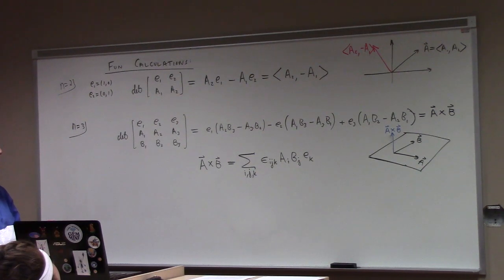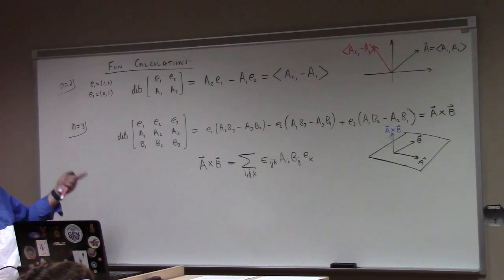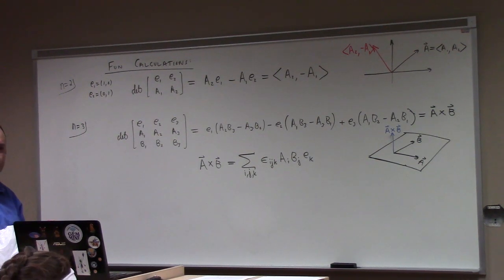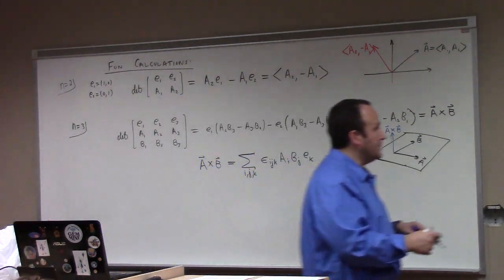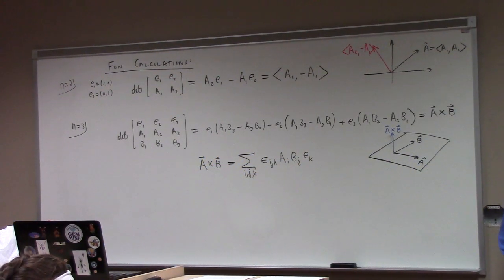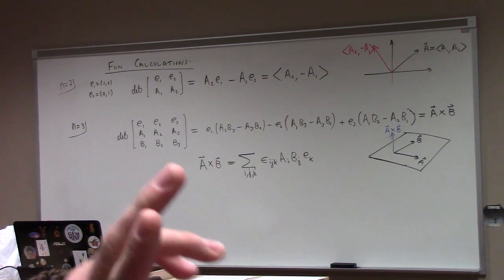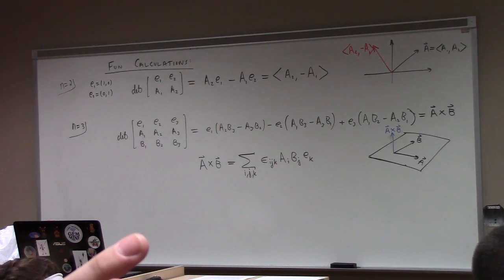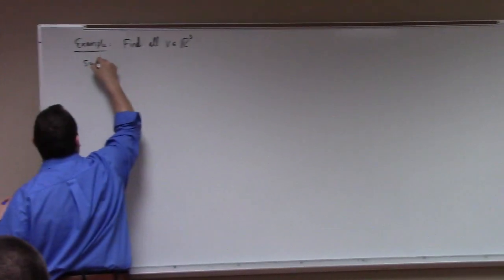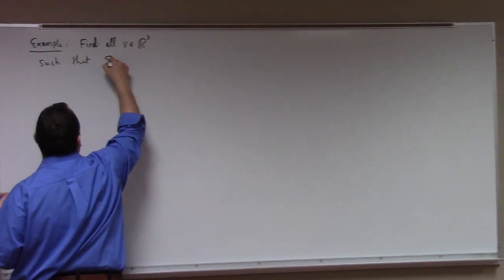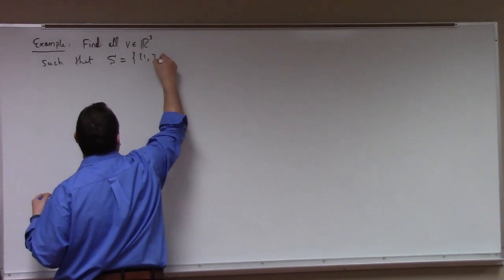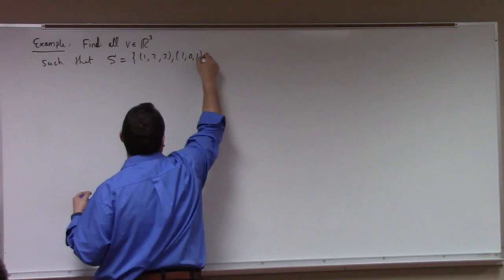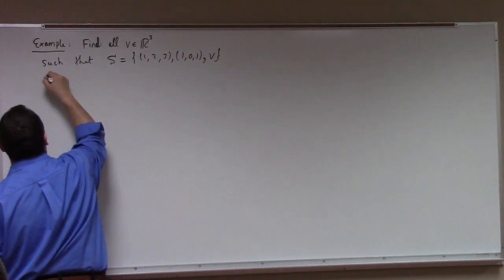So anyway, just a thought. If we were given a set of n minus 1 vectors in Rn, and we want to create another vector which is perpendicular to those n minus 1 vectors, we could kind of use this trick to create the next vector. Just a fun calculation. Here's an example that maybe is a good test question. I don't know. How about this? Find all v in R3 such that S equals {(1, 2, 3), (1, 0, 1), v} is a linearly independent set.